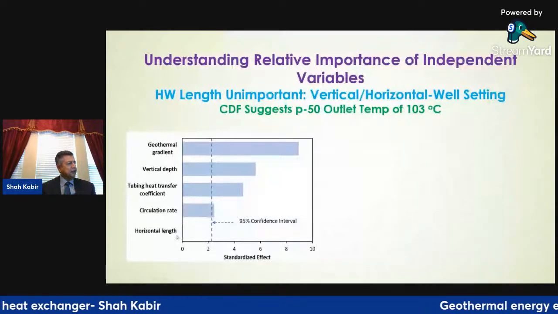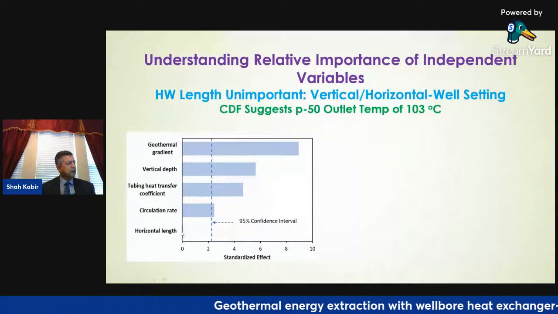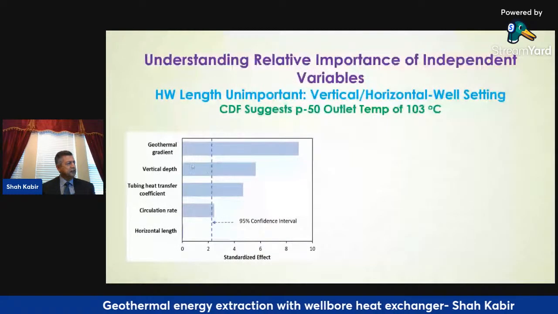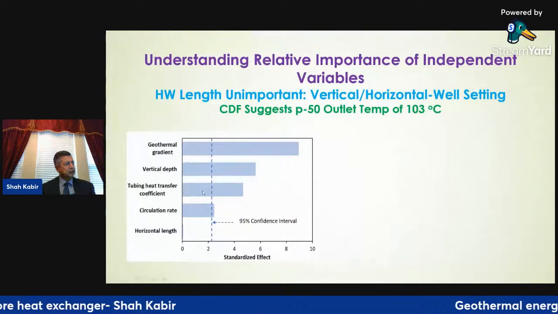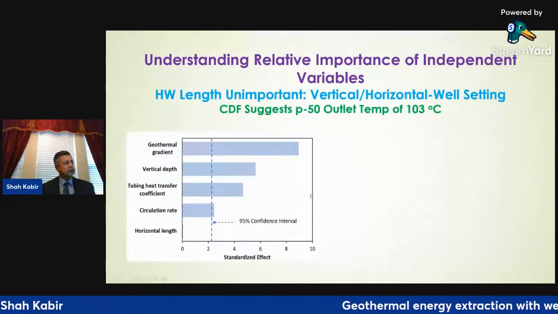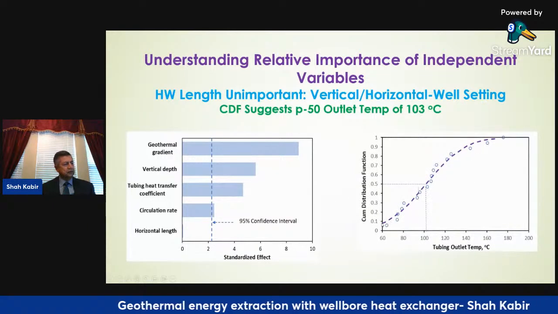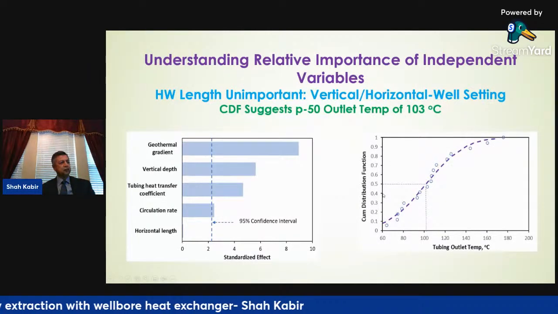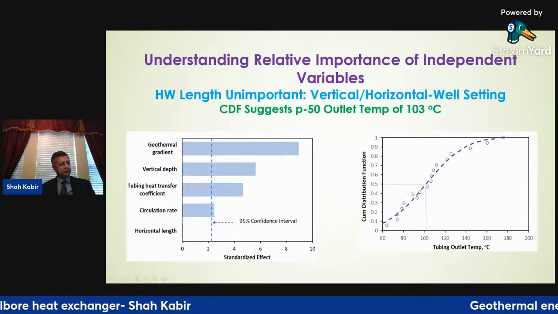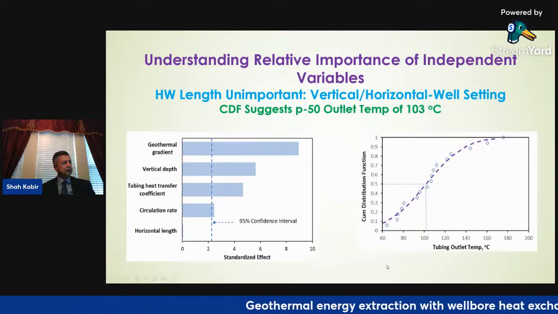So what came out of that is that horizontal well length is not consequential. Only geothermal gradient and vertical well depth are the key factors. Now, of course, the tubular insulation and all that come into play. So this is the design of experiments. We can come up with the cumulative distribution function. And this is the P50 case. That's where the 103 degrees came from.